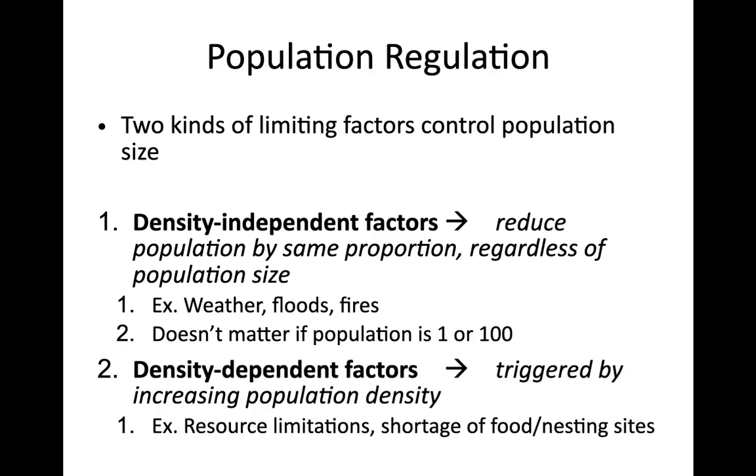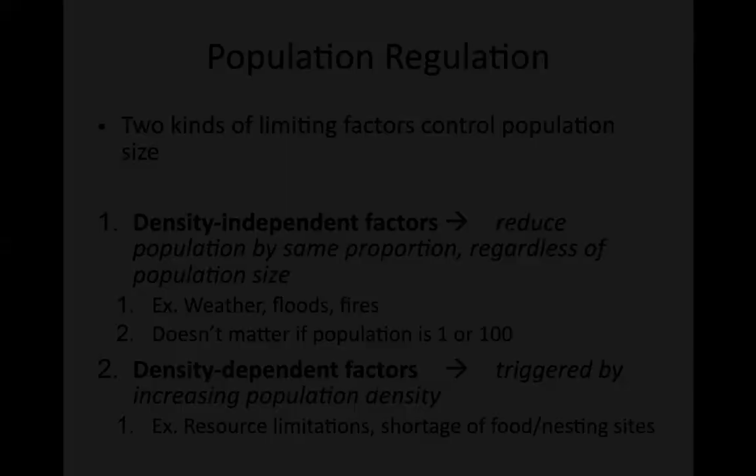Two, obviously, is density dependent factors. These are totally determined by the size of the population. A really obvious density dependent factor is resources: the amount of food, living space, nesting sites, that kind of thing. If you only have one individual, then you don't have to worry about a limited amount of food. If you have 10,000 individuals in the same area, then the amount of food becomes a density dependent factor.